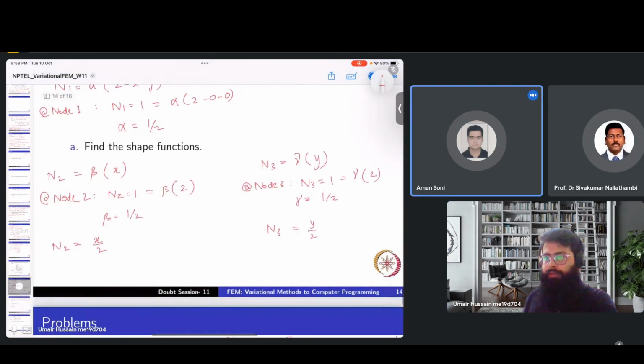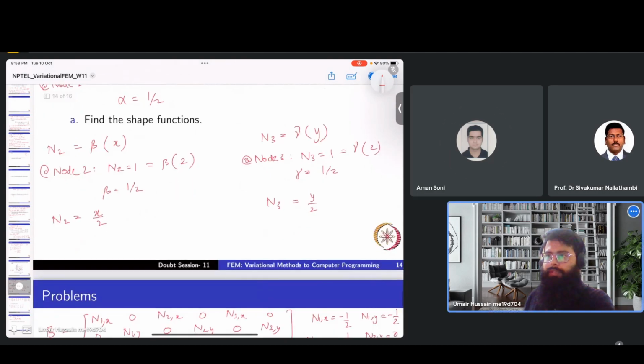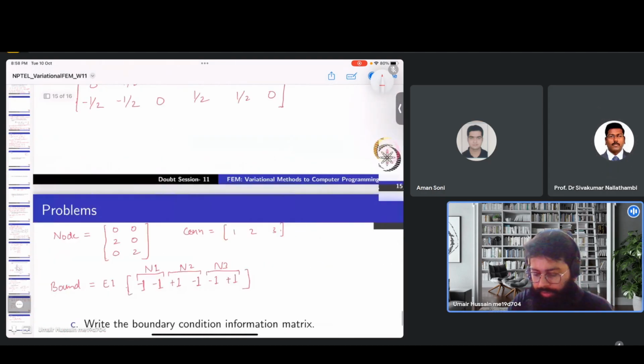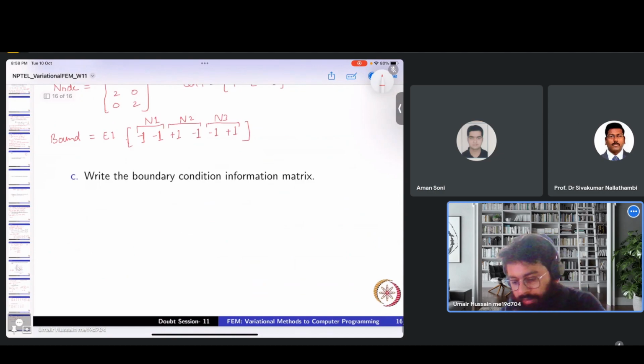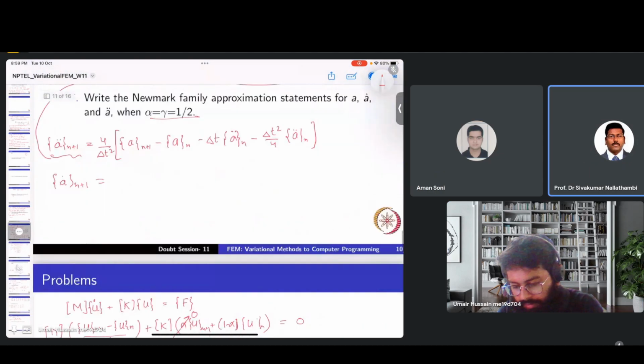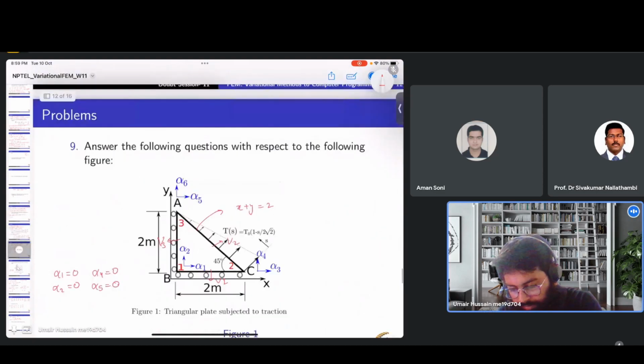Excuse me, sir, I want to ask you one thing. Can you explain the force matrix, particularly F3 and F6, in that surface traction in the triangular last problem? Okay, where is it? Here, right.